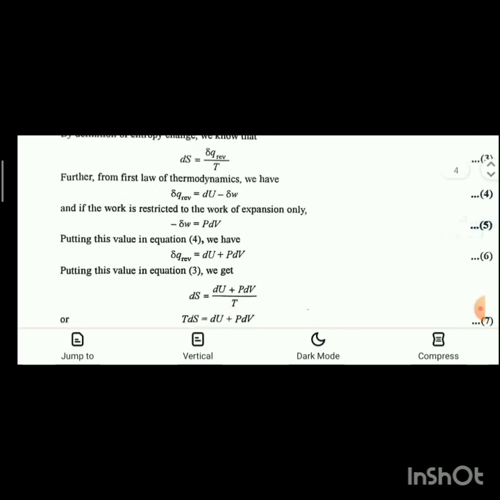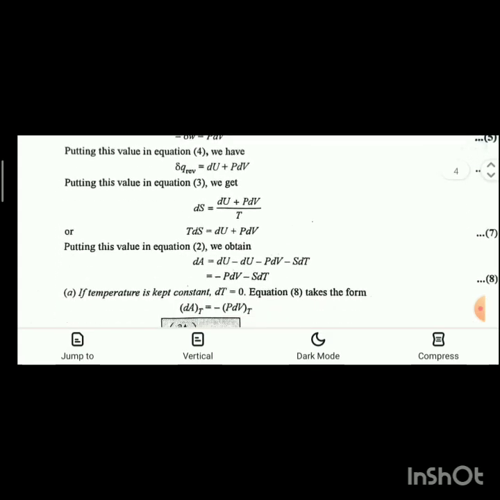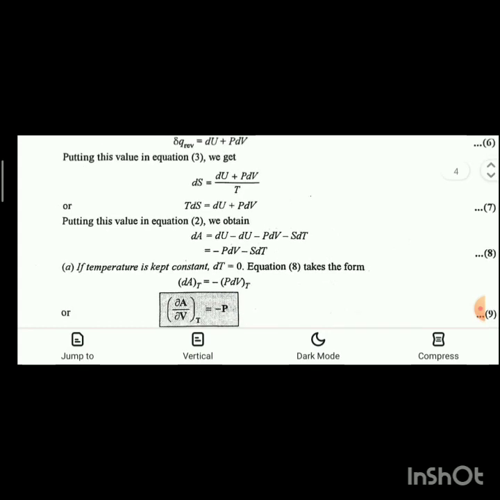If work is restricted to work of expansion only, -δw = PdV. δq reversible = dU + PdV. dS = (dU + PdV)/T. TdS = dU + PdV. dA = dU - PdV - SdT. dU cancels and we obtain dA = -PdV - SdT.